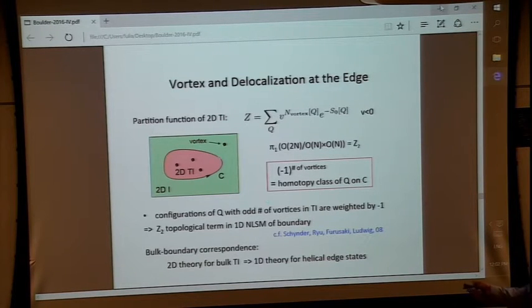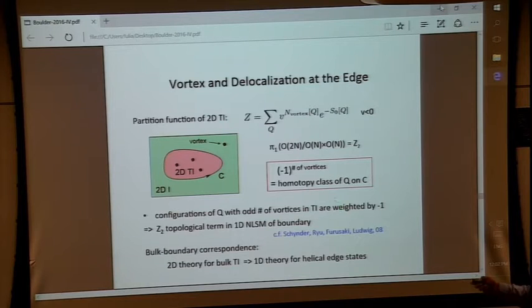That if I only look at the boundary, there's a natural pi1. If I look at a one-dimensional system alone, the first homotopy group being Z2 implies there are two classes of theories. In one case, the topological coefficient is theta equals 0. The other case is theta equals pi. And he identified theta equals pi as describing the edge state of a topological insulator.